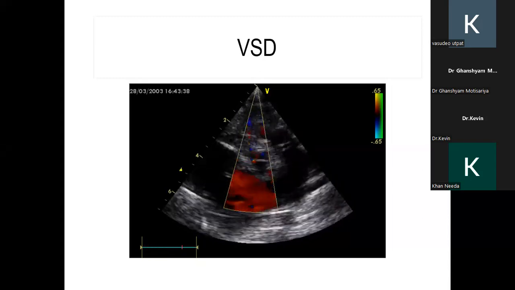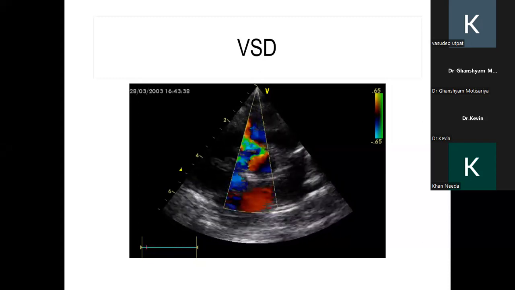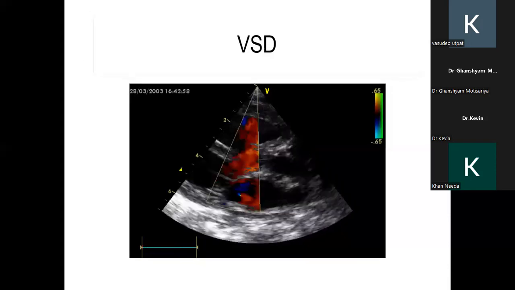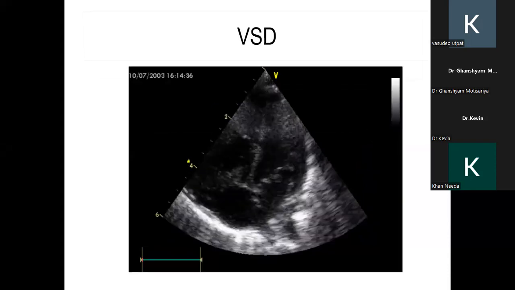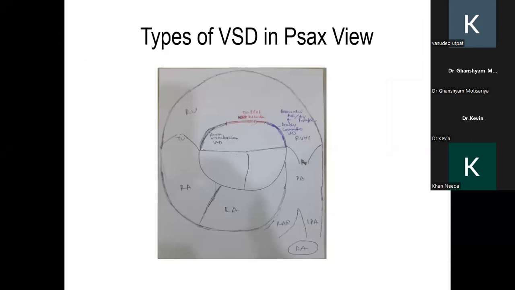Good evening, Tamogna. Sir, can you show the slide of doubly committed VSD? And sir, why is it called doubly committed? All right, good question. This is a slide of doubly committed VSD. Part of this VSD hangs into the pulmonary artery, and part of this VSD hangs into the RV. So that's why it's known as doubly committed VSD.